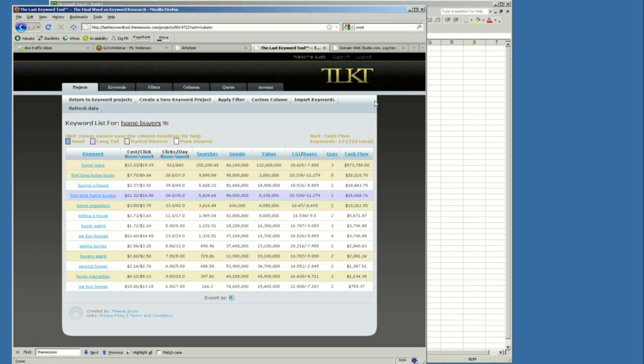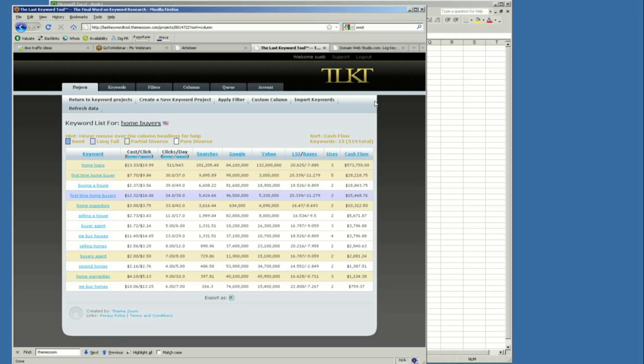Oh, okay. So if we look at that now, we've got home loans, first-time home buyer, buying a house, first-time home buyer, home inspectors, selling a house, buyer agent, we buy houses. You can still see it's not as accurate as we want it. No, these are things like home inspectors.